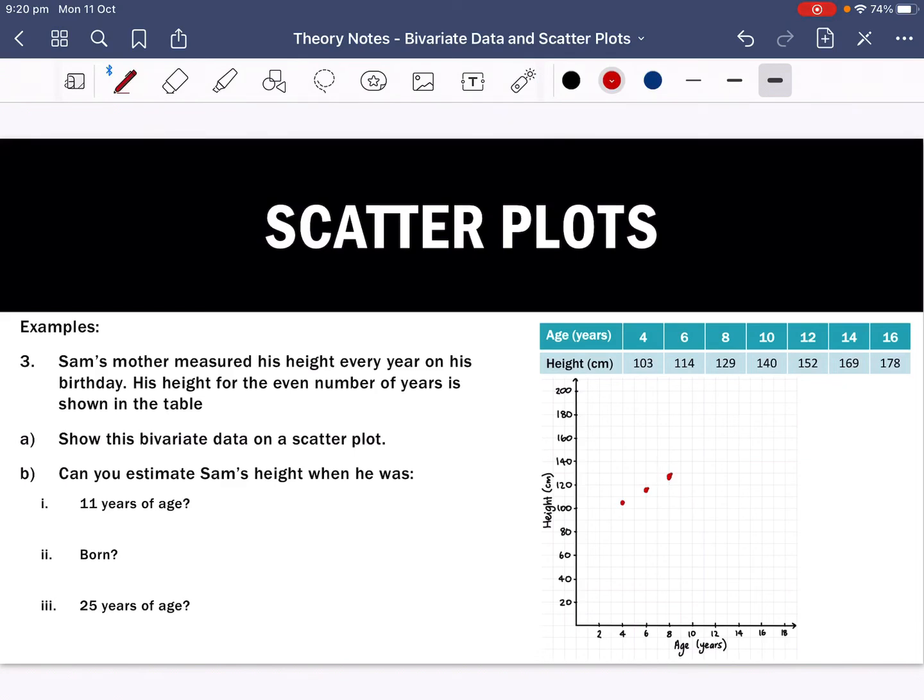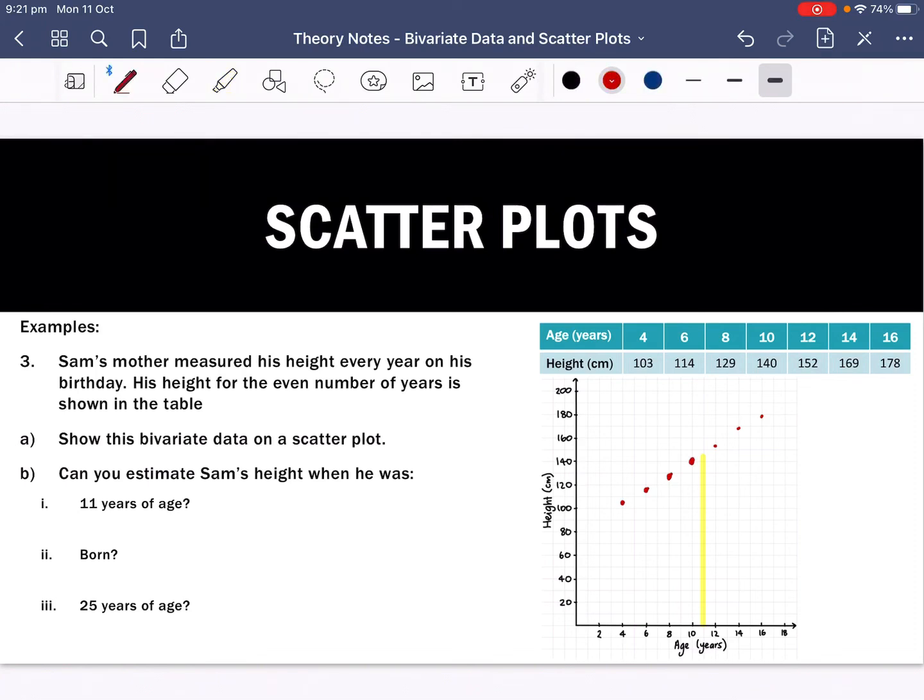We have 10 and 140. We have 12 and 152. We have 14 and 169. And we have 16 and 178. Can we estimate Sam's height when he was 11 years of age? So when Sam was 11, that is here. So roughly, he would have a height of roughly 145, so we can approximate.